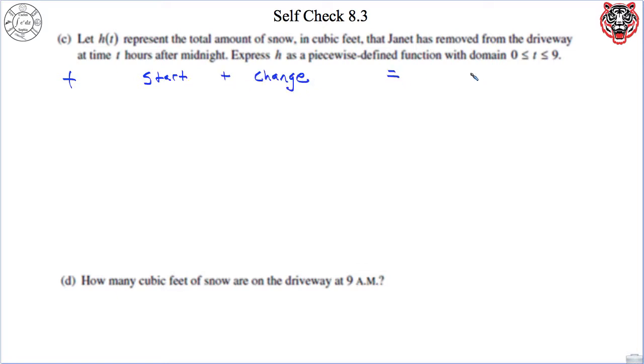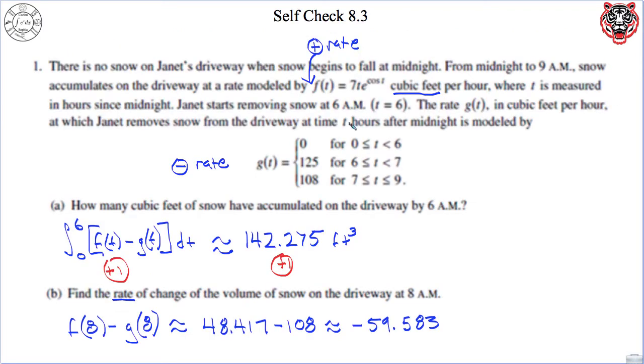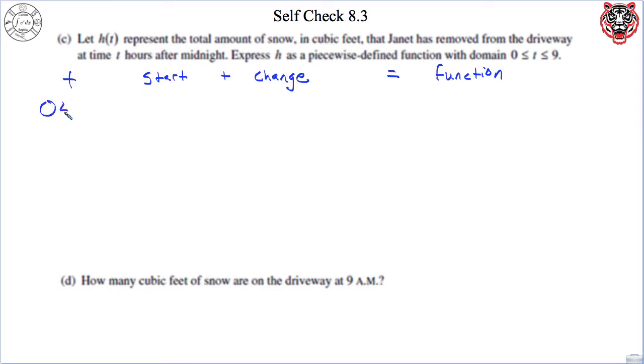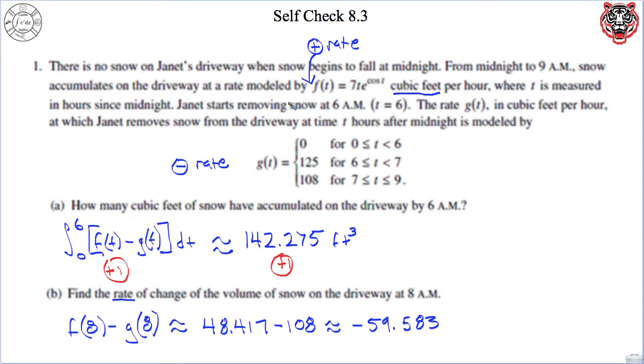That's going to equal, instead of the n, it's really going to equal a function. So it's a slight modification. So for t, it's going to be piecewise defined because what we really want to say is not start plus change, but for the change, it's going to be positive rate minus negative rate. So for that first time, in between these intervals, between 0 and 6, so 0 is less than or equal to t is less than 6, the start, did it give us an initial condition? 0? No, it's 0 at midnight. 0 at midnight. Perfect. That's what we need.